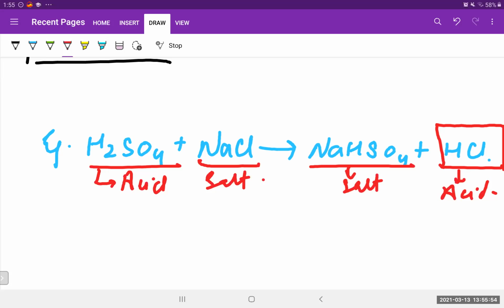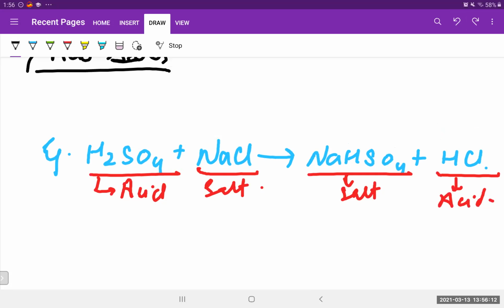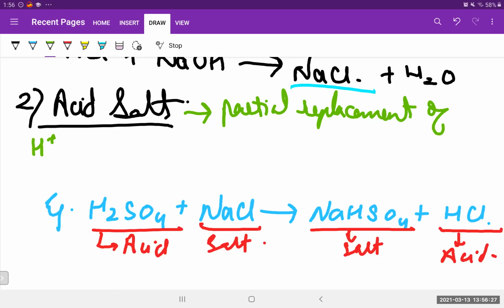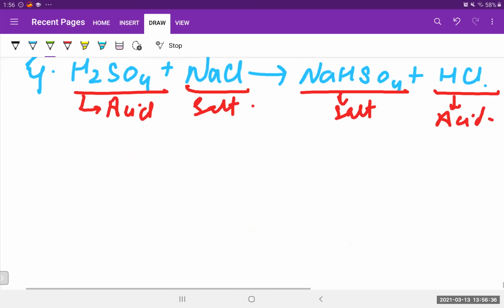So see what has happened. This sodium, that is a basic radical, is not successful in replacing this hydrogen completely. Still one hydrogen is here, isn't it? That is what we are talking about. It has not completely replaced it. So let's write it down. What happens in acidic salts? In this, partial replacement of H plus ion by basic radical.